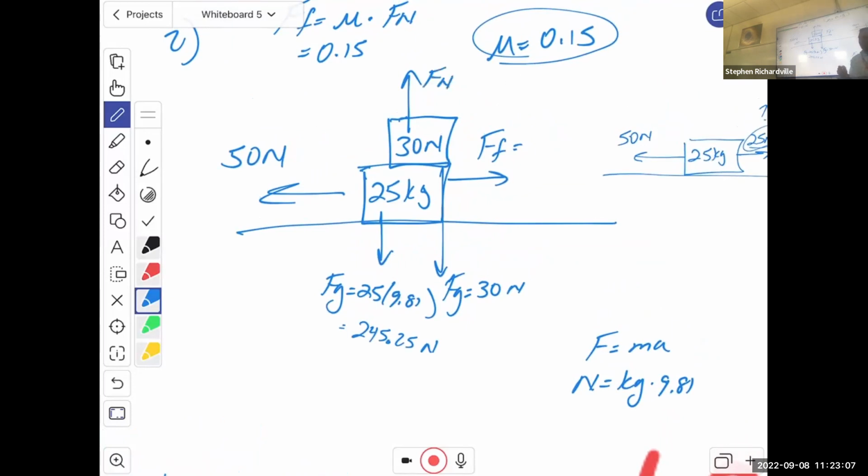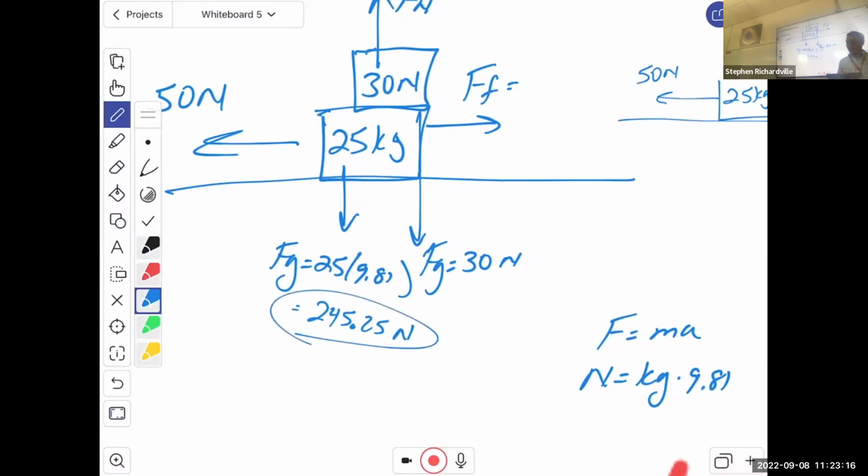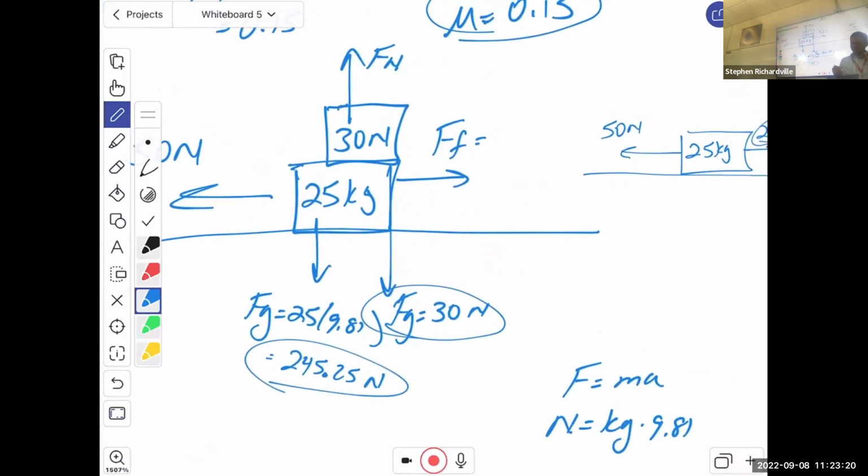Normal force is equal to all the weight. Normal force is the support force from the ground that holds all my weight. Well, one box weighs 245. The other box weighs 30. I'll probably do this math. 275.25.